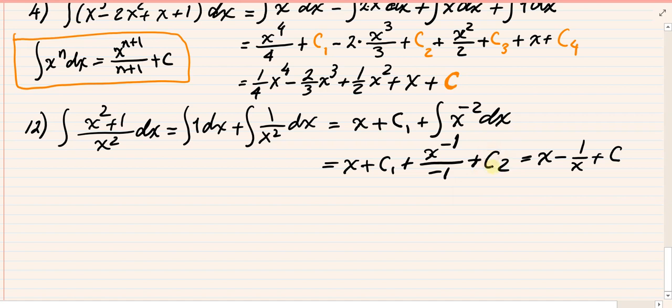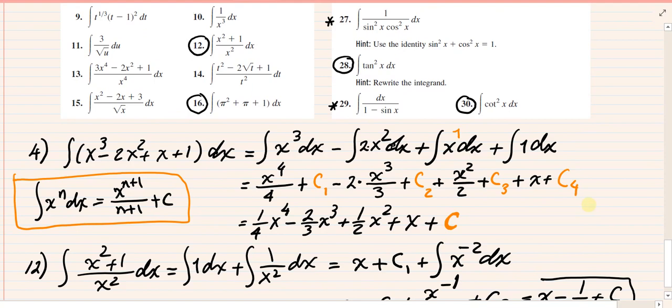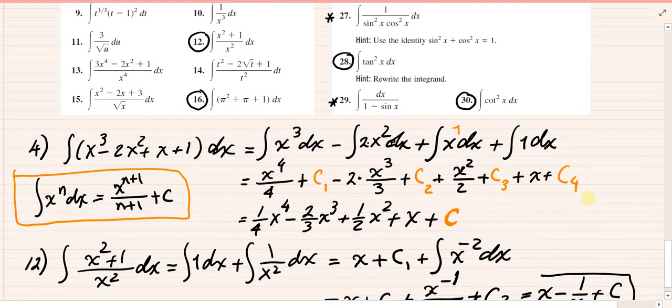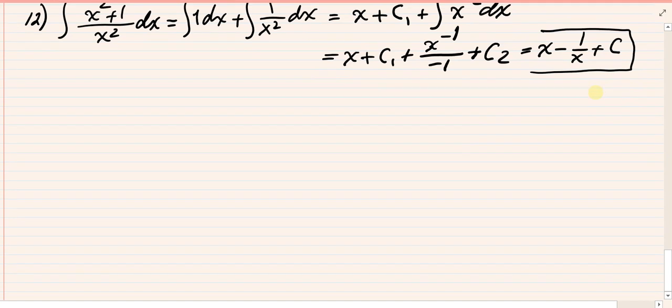That was number 12. And here's the answer to number 12. Next, we're going to take a look at number 16. In number 16, we have the integral of pi squared plus pi plus 1 dx. Now, remember, dx tells us the variable of integration, which is x.